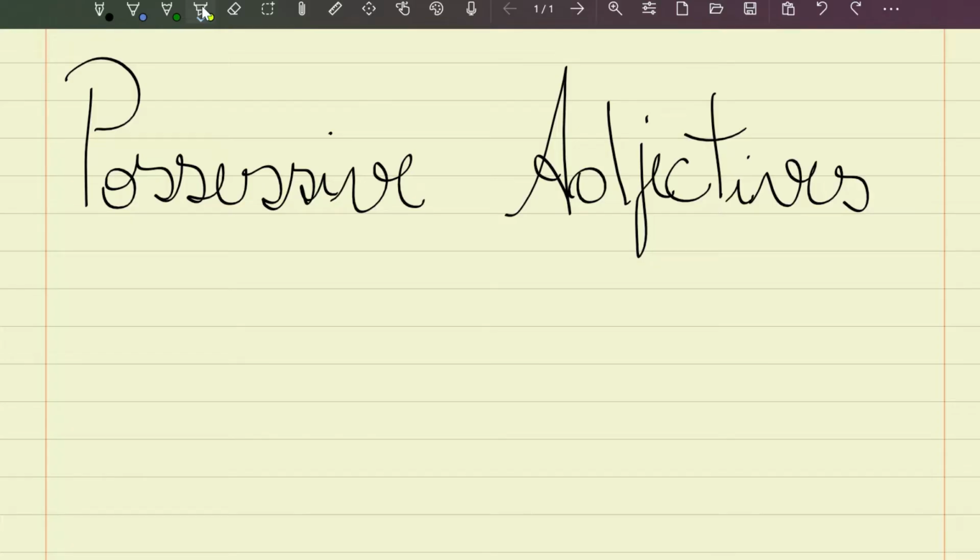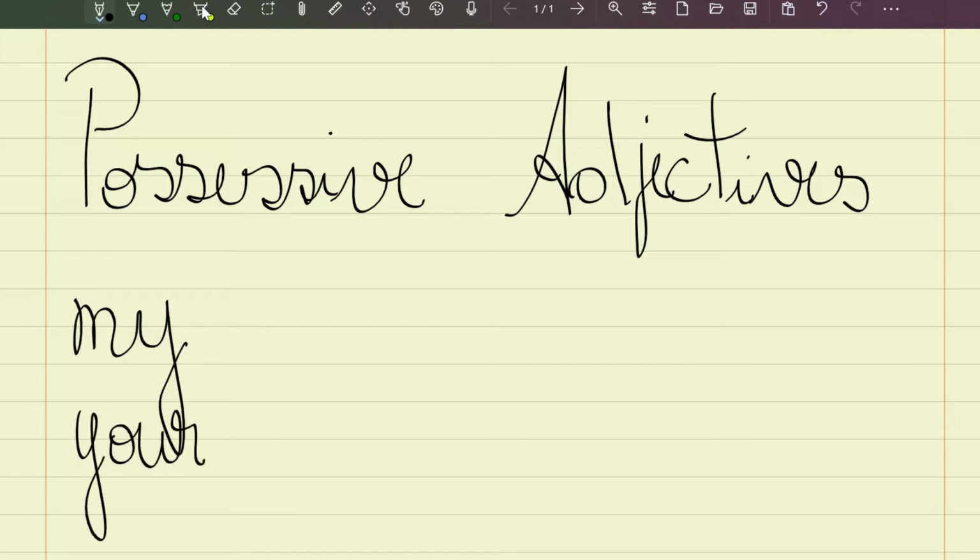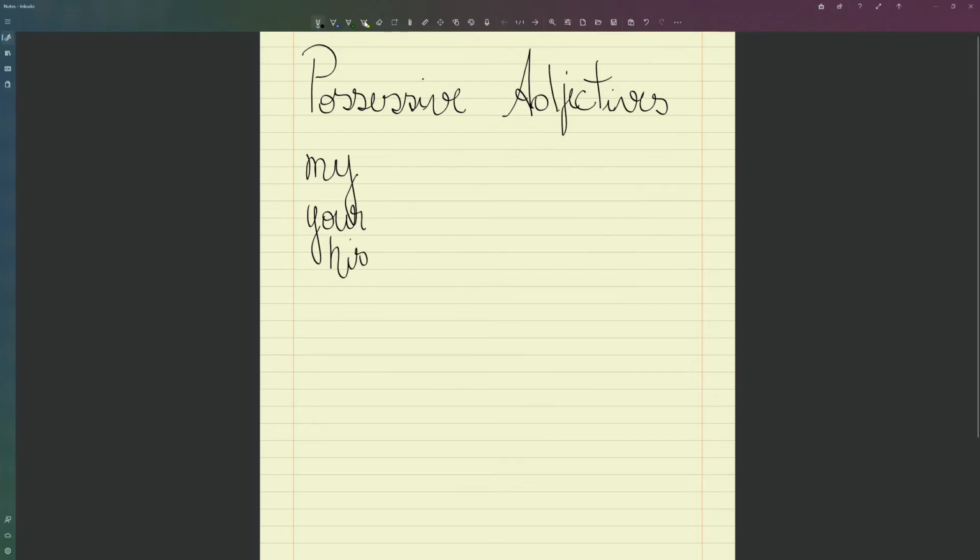Hello guys, so today we're gonna be talking about possessive adjectives. The possessive adjectives are used to give possession to the nouns. So the family is very simple. My, your, his, her, its, our, your, and their.